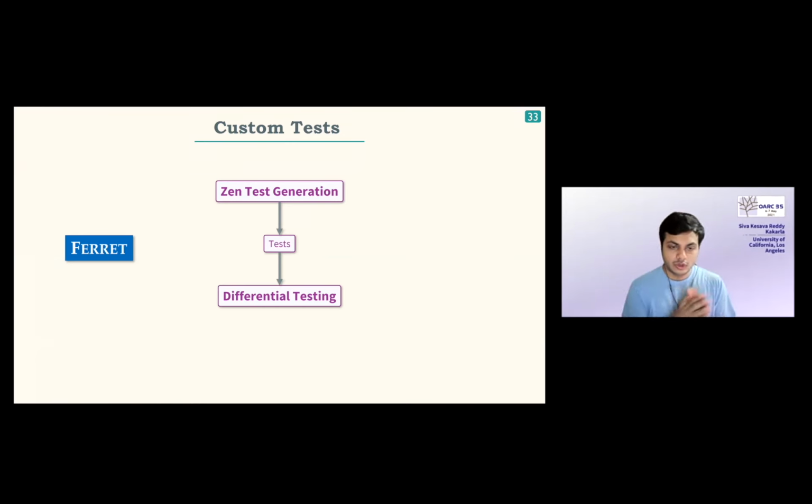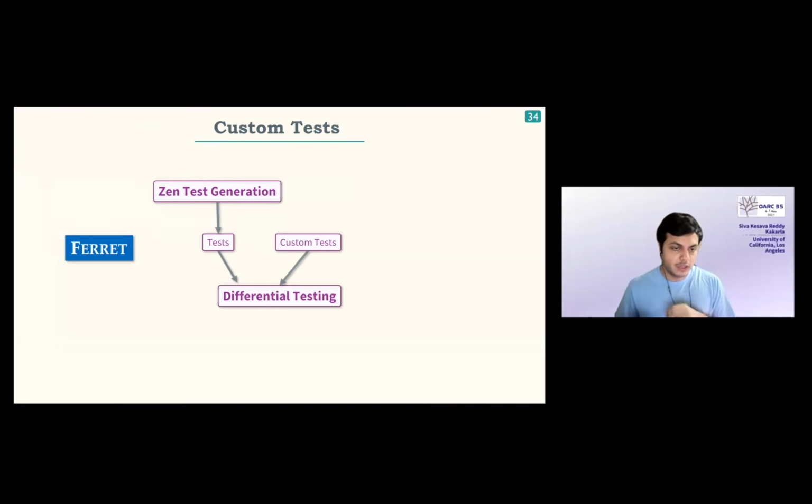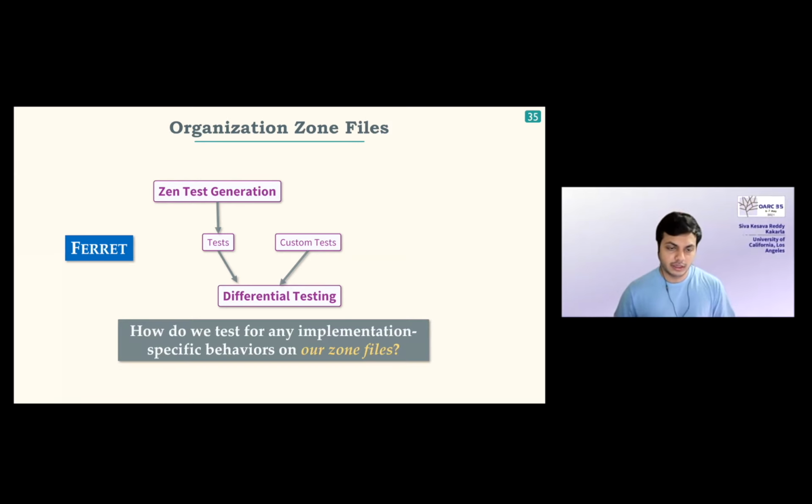And so now the Ferret model as of now has a test generation module and then a differential testing module. But what if you want to test a custom test? You simply need to plug in before the differential testing module and it will all work. But the more interesting case is how do we test for any implementation-specific behaviors on our zone files? Let's say I have UCLA zone files. I want to know, is there any implementation on which these zone files will cause a difference?